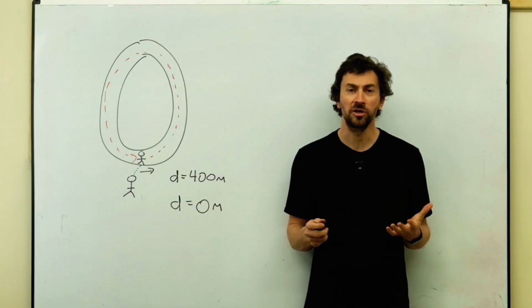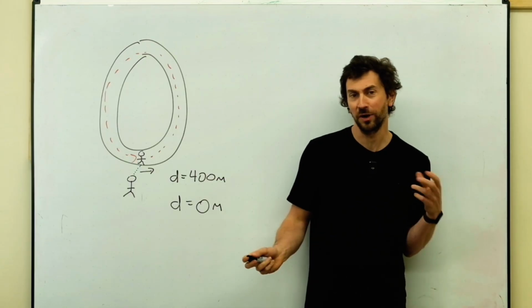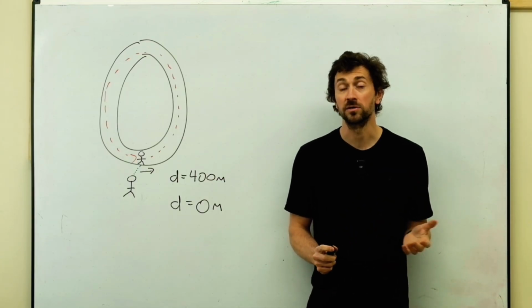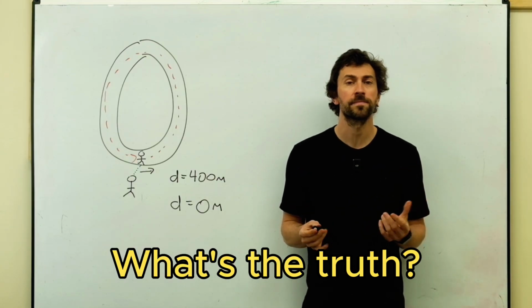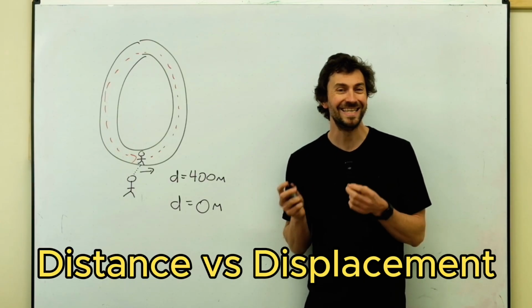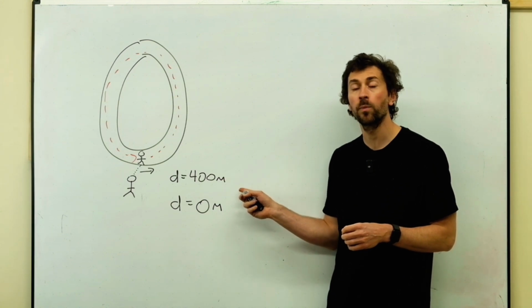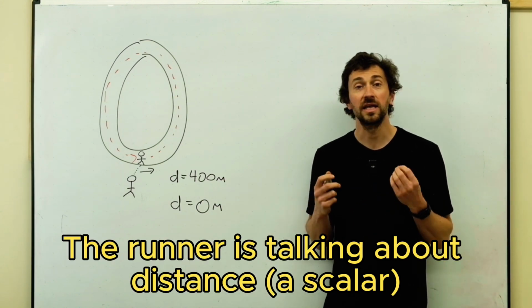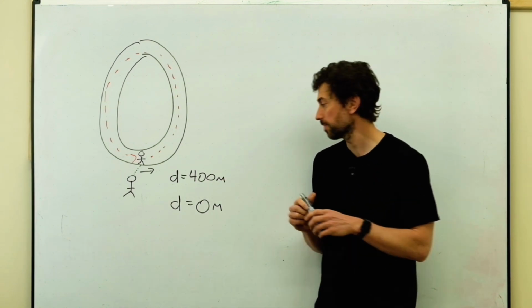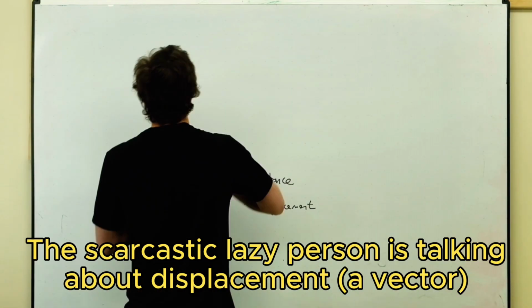And the friends can have an argument. They can say, I went 400 meters. And the second sarcastic friend can say, you didn't go anywhere. You went 0 meters. So what's the truth? And we have a distinction in physics here between distance and displacement. So this one, the person who ran, is actually talking about distance. And the second person is talking about displacement.